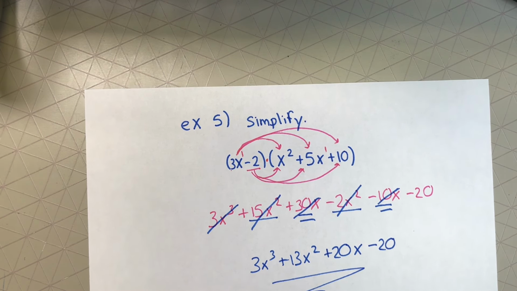So hopefully you got this right, but remember, in order for you to multiply, you have to be super careful with the signs and your exponents. And then remember, numbers go with numbers and variables go with variables.